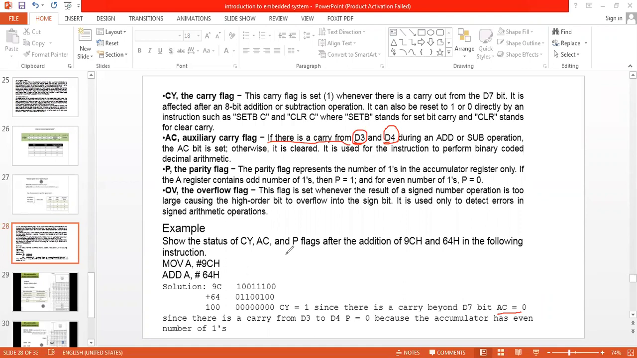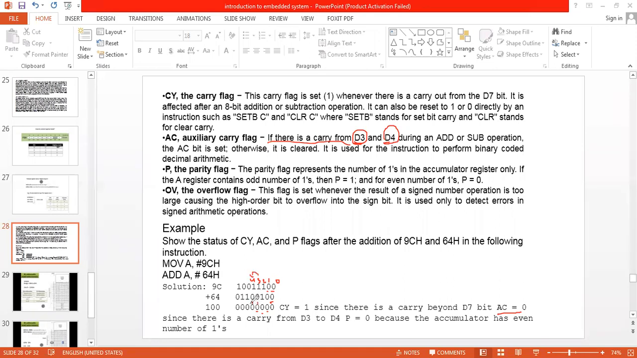Let us check whether there is a carry. What is the D3 here? This is D0. This is D1. This is D2. And this is D3. And this is D4. Now let us calculate. 0 plus 0 is 0. 0 plus 0 is 0. 1 plus 1 is 0, carry 1. And 1 plus 1 is 0, carry 1. Is there a carry from the third bit to the fourth bit?